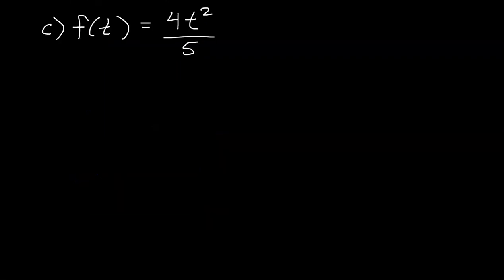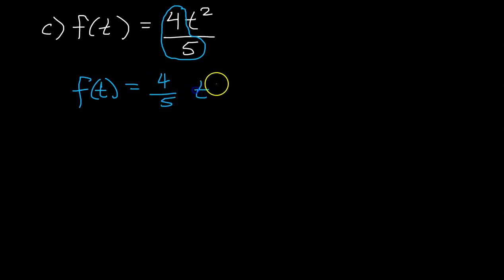Part C, f of t equals 4t squared over 5. Well, let's rewrite this a little bit. So f of t equals, we can take this 4/5 and write it as a single constant in the front. So this would be the same thing as having 4/5 times t squared. So now we're ready to take the derivative.